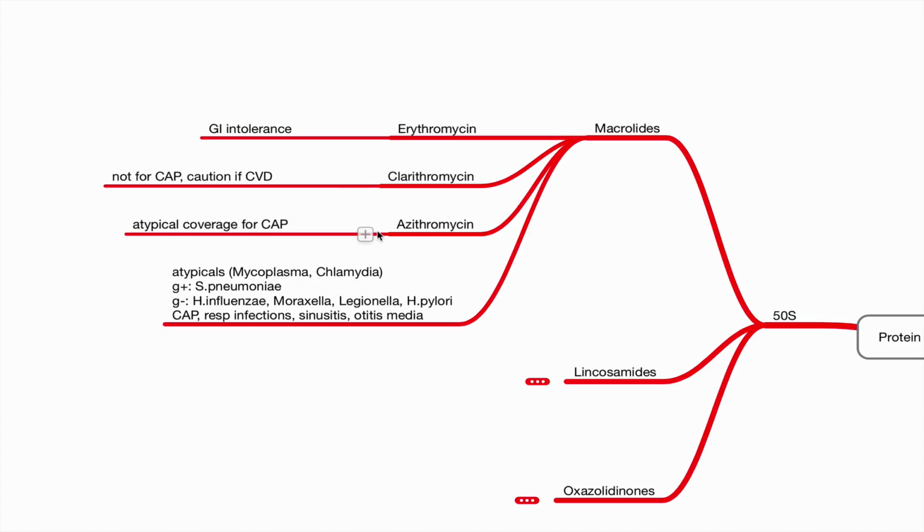Azithromycin, however, is very common. We often will use it for atypical coverage for community-acquired pneumonia. Specifically, we use it to treat mycoplasma and chlamydia pneumonia as well. And it does provide some gram-positive coverage, especially strep pneumo. It does have some gram-negative as well, such as Haemophilus influenzae, Moraxella, Legionella, and H. pylori. So we'll often use these for community-acquired pneumonia, for respiratory infections, for sinusitis, and otitis media.